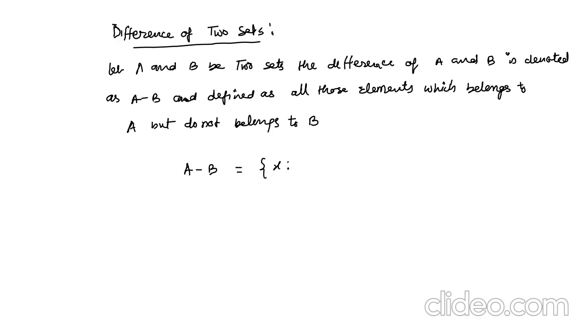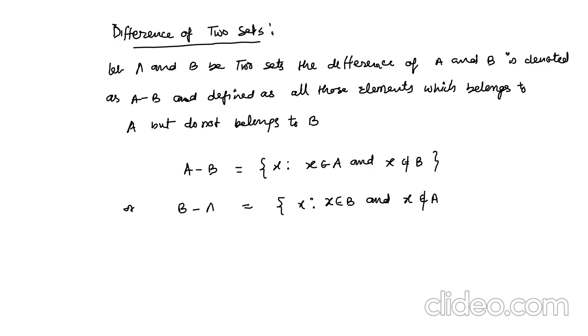A minus B is equal to {x such that x belongs to A and x does not belong to B}, taking all those elements which belong to A but not to B. Or if you are finding B minus A, you write x such that x belongs to B and x does not belong to A.